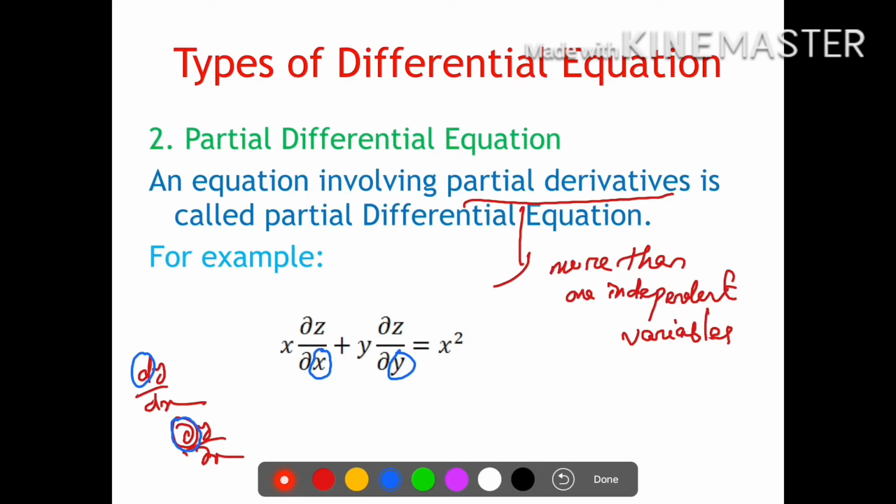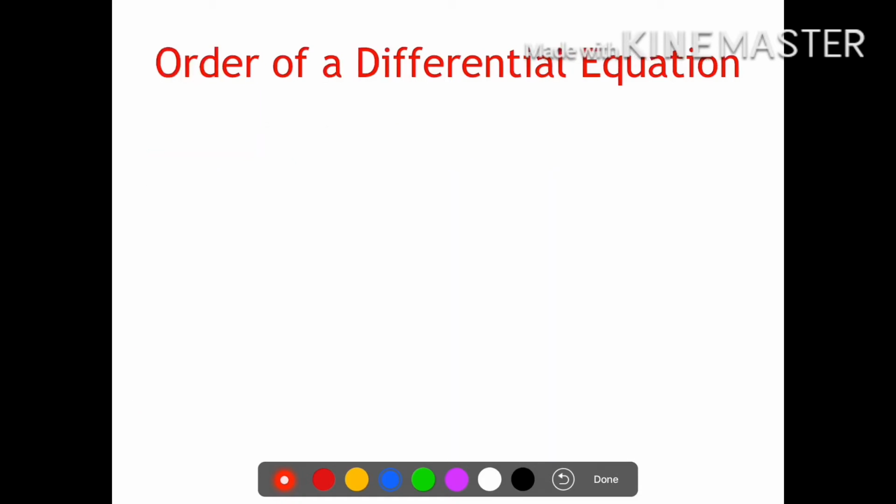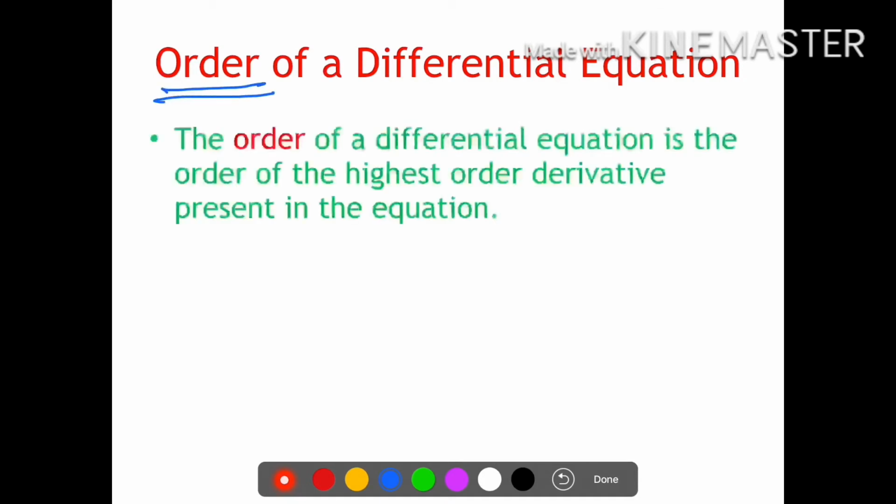So when an equation involves ordinary derivatives, we call it an ordinary differential equation. When an equation involves partial derivatives, we call it a partial differential equation. In your course, only ordinary differential equations are there. Now let us learn about the order and degree of a differential equation. First we will learn about the order of a differential equation.